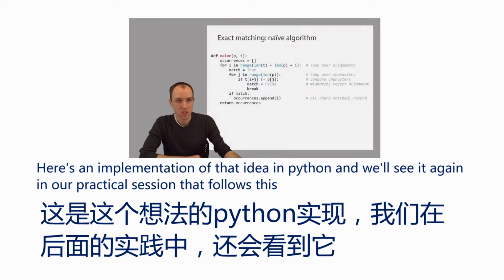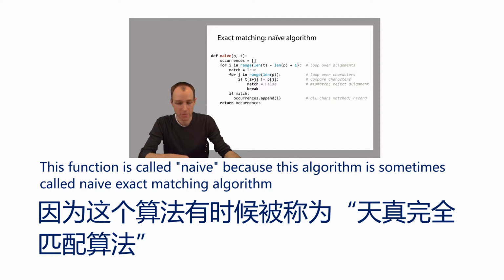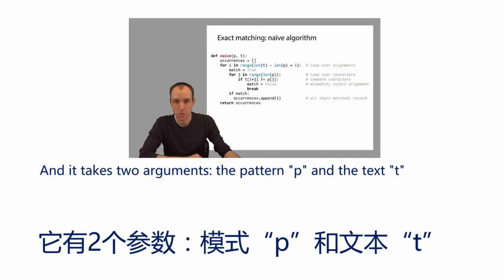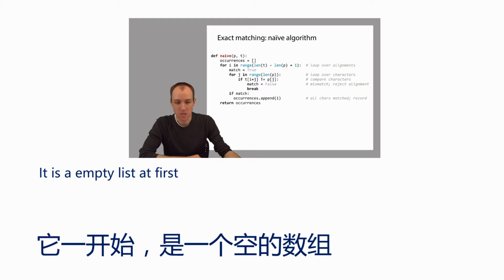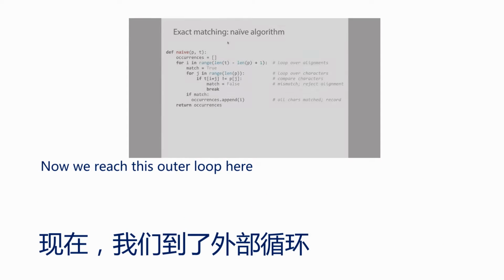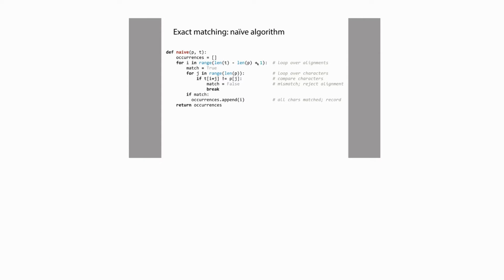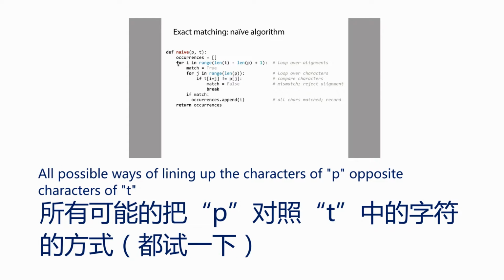Here's an implementation of that idea in Python. We'll see it again in a practical session that follows this. This function is called naive because this algorithm is sometimes called the naive exact matching algorithm. It takes two arguments, the pattern P and the text T. We initialize a list occurrences to be empty. We'll eventually fill it with all of the offsets where P matches T. Now we reach this outer loop here, which iterates over all possible alignments, all possible ways of lining up the characters of P opposite characters of T.